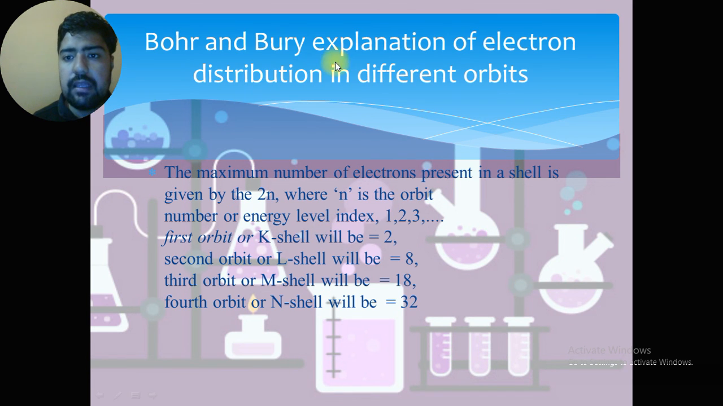Bohr and Bury later explained the distribution of electrons in different orbits of an atom. They gave a formula, 2n squared. The K shell can have a maximum of 2 electrons, the L shell can have a maximum of 8 electrons, the M shell can have a maximum of 18 electrons, and the N shell can have a maximum of 32 electrons.